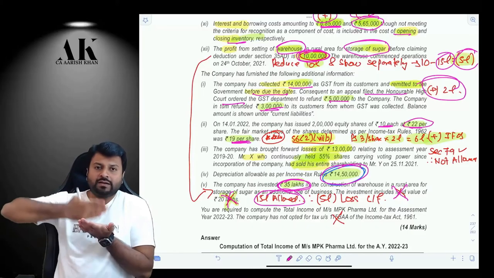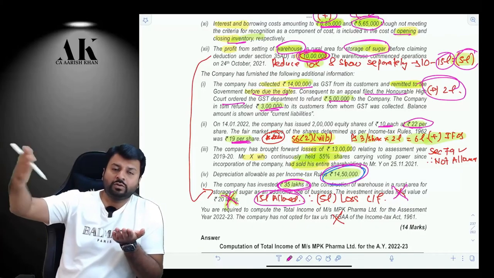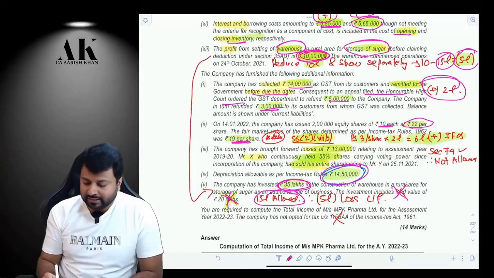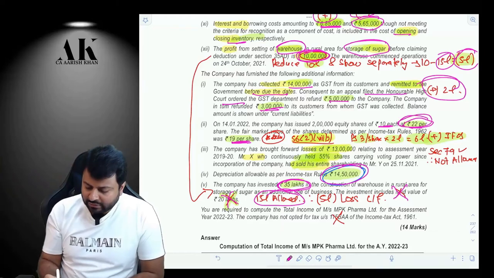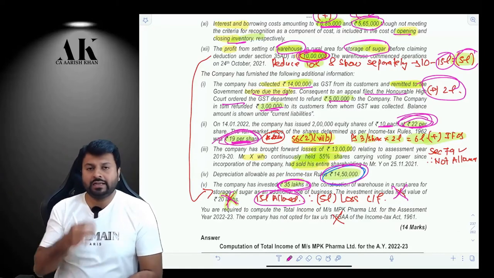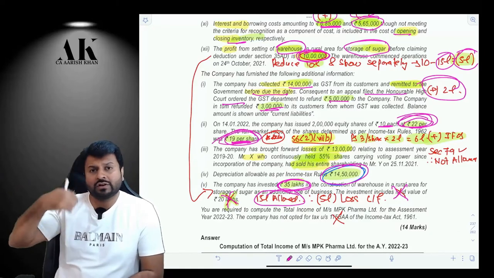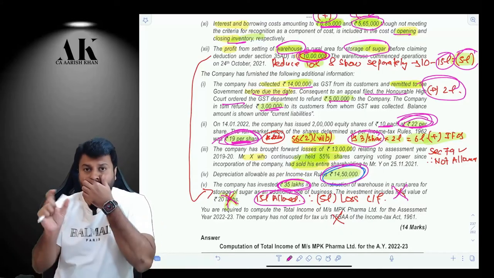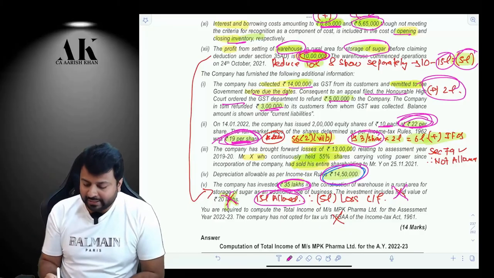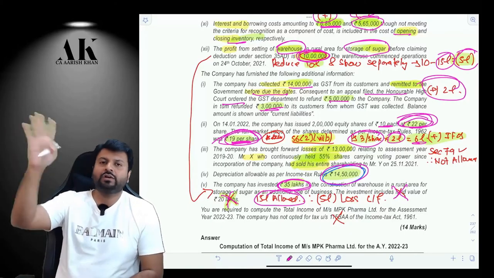So if the closely held company is issuing shares at more than face value and more than the fair market value of the shares, then the difference between the actual issue price, which is 22, and the fair market value, which is 19, will be considered as income from other sources for the company. Therefore, the income from other sources for the company will come to how much? 3 rupees per share. The difference between the FMV and the actual issue price is 3 rupees into 2 lakh shares. 6 lakh rupees will be added to income from other sources.